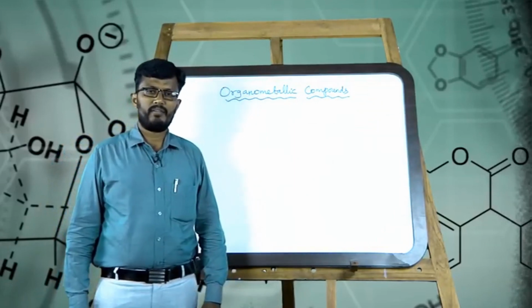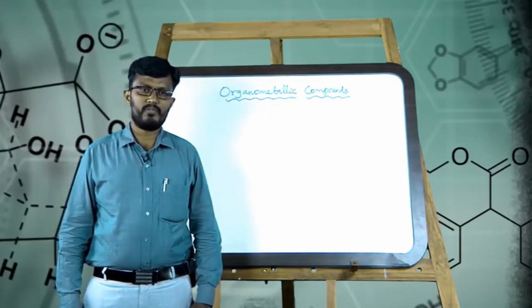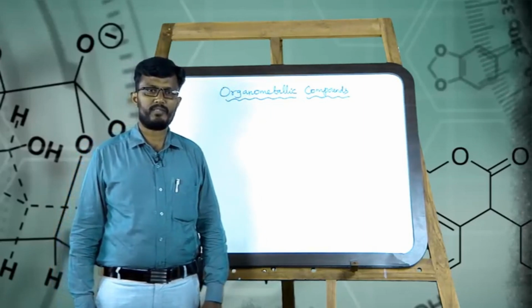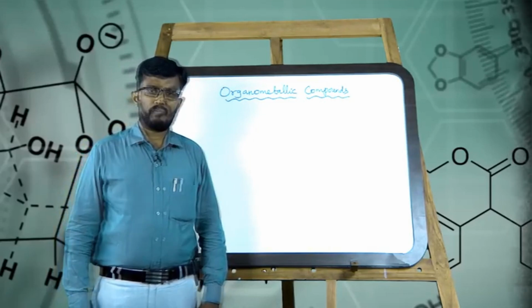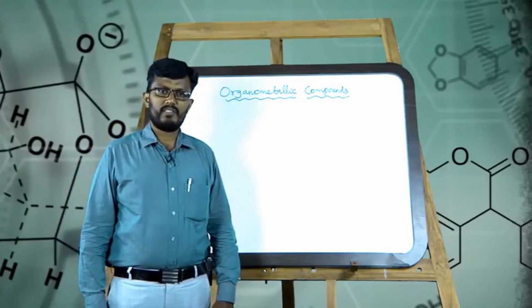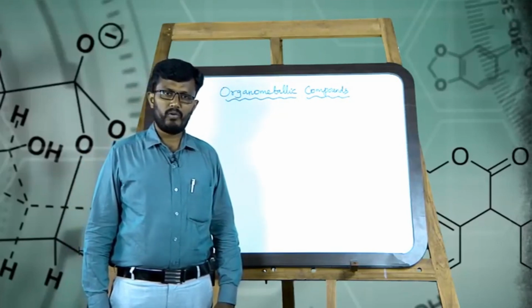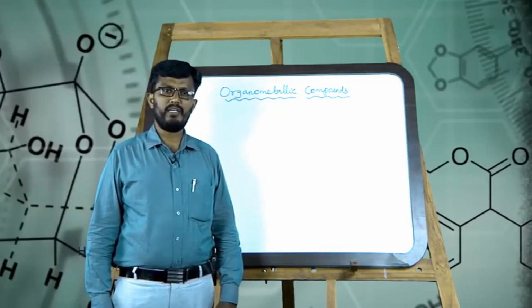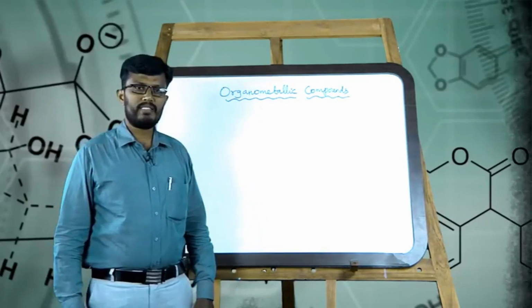I would like to share the concepts of organometallic compounds, particularly metal carbonyls. What is called an organometallic compound? Organometallic compounds generally denote the compounds in which organic groups are directly linked to a metal atom through at least one carbon atom.